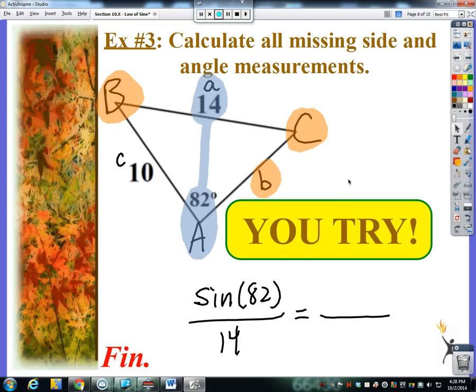So we will go over this one together tomorrow in class. And that's all for video number 4, Law of Sines.